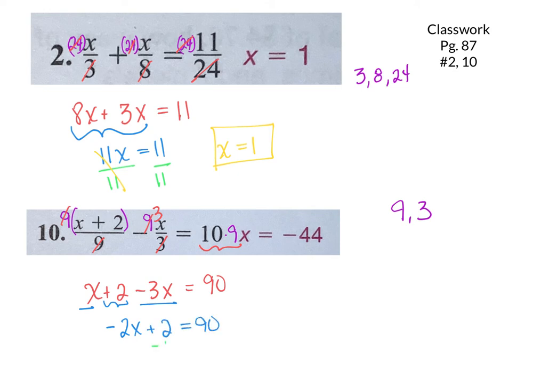Then I'm going to subtract that 2 over. So on the left-hand side, I have negative 2x. 90 minus 2 is 88. And then my final step is to divide by negative 2. So the negative 2 and the negative 2 cancel, and 88 divided by negative 2 is negative 44.